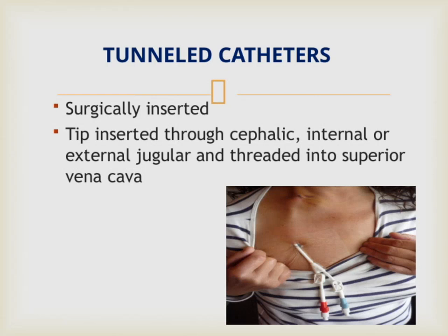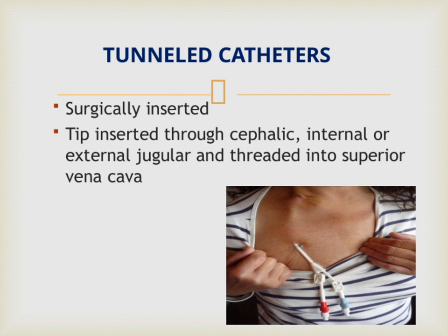Now, let's take a closer look at surgically inserted catheters. These are typically placed by making a small surgical incision, allowing us direct access to the central veins. The tip of the catheter is inserted through key access points, such as the cephalic vein, or through the internal or external jugular veins. Once in place, the catheter is carefully threaded into the superior vena cava, which is a major vessel that carries blood back to the heart.